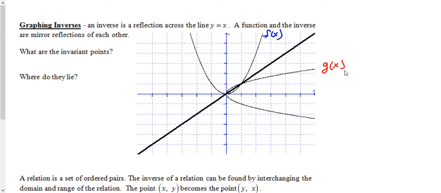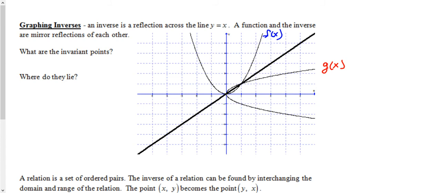So what's really happening? We are reflecting this parabola here across the y equals x line. So instead of having a vertical or a horizontal line to reflect it over, we're reflecting it over this y equals x line. So the first question we have here is, what are the invariant points?